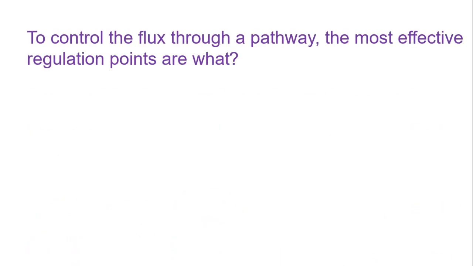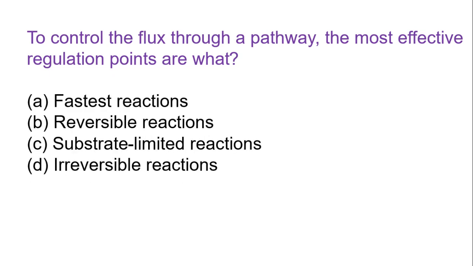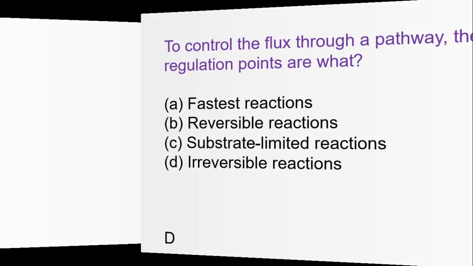To control the flux through a pathway, the most effective regulation points are A, fastest reactions; B, reversible reactions; C, substrate limited reaction; D, irreversible reaction. The answer is D.